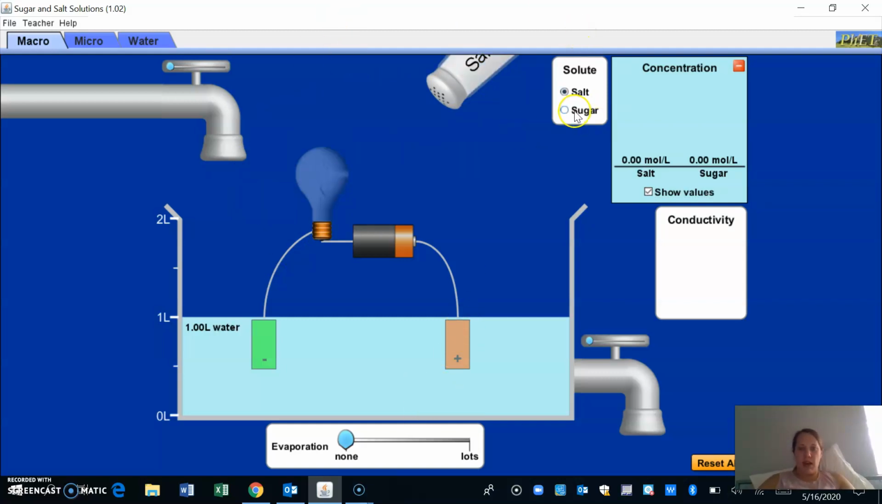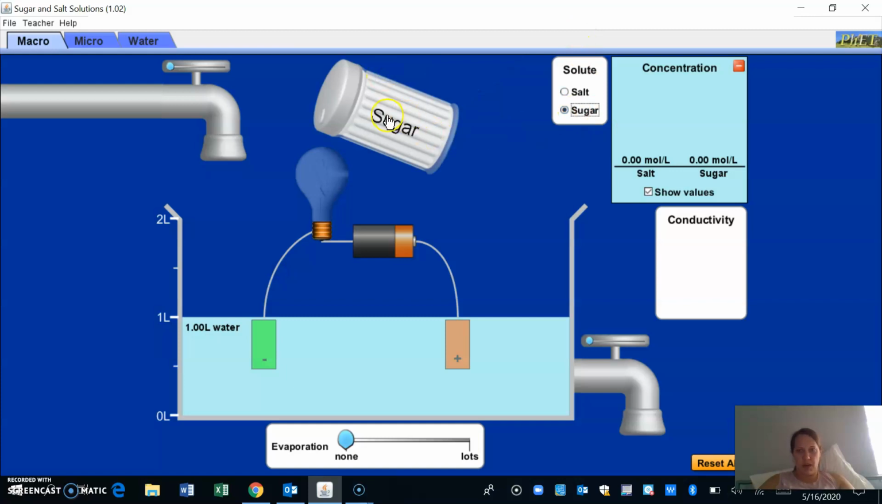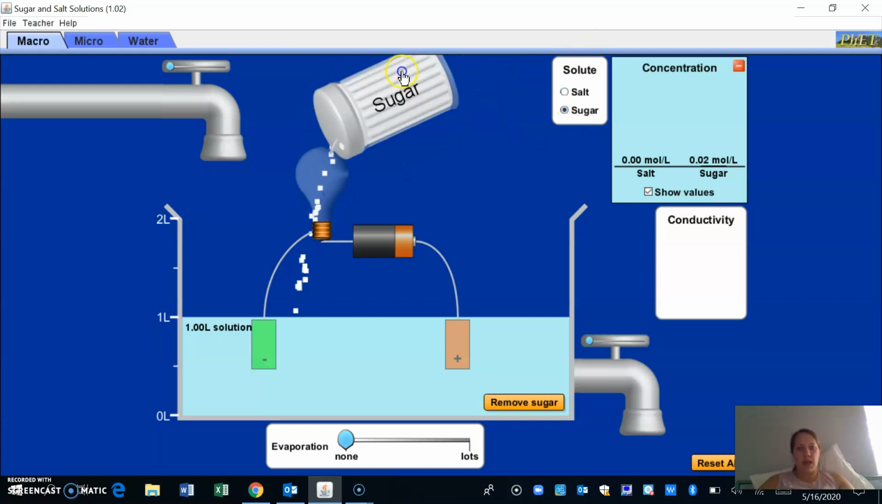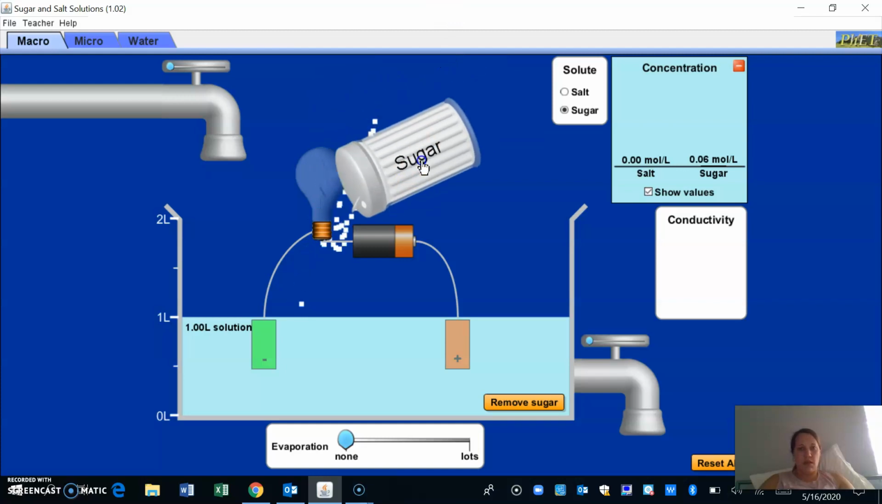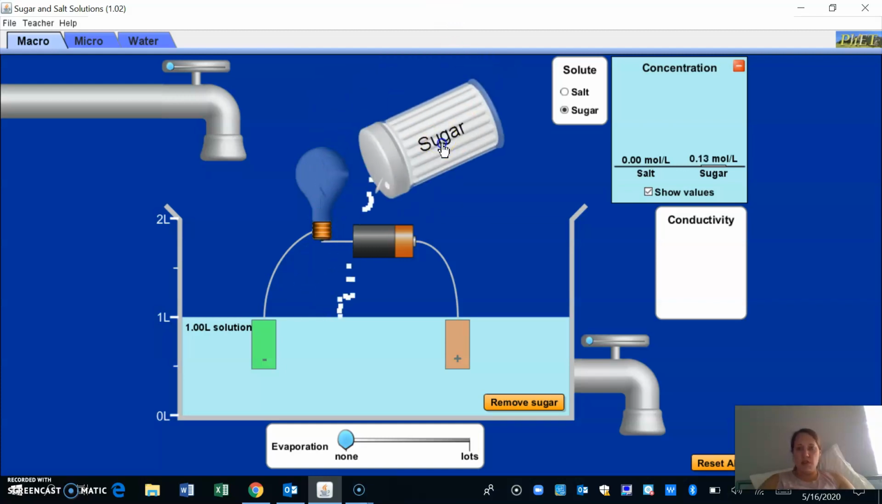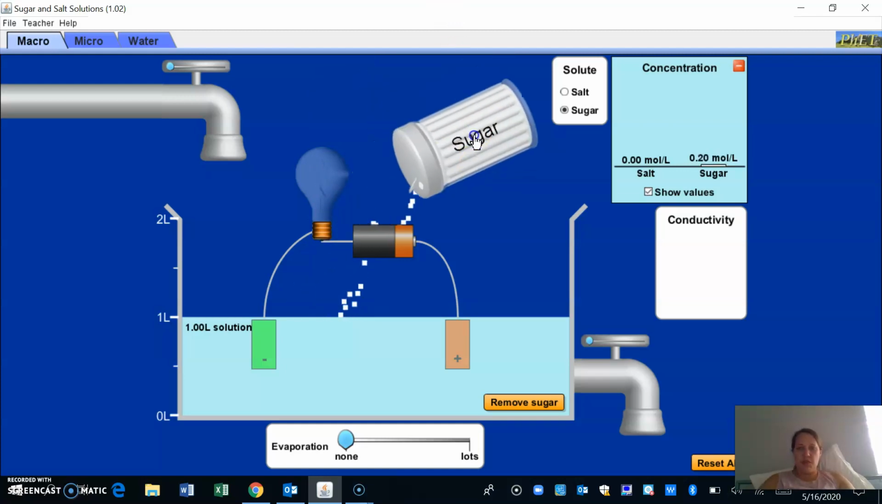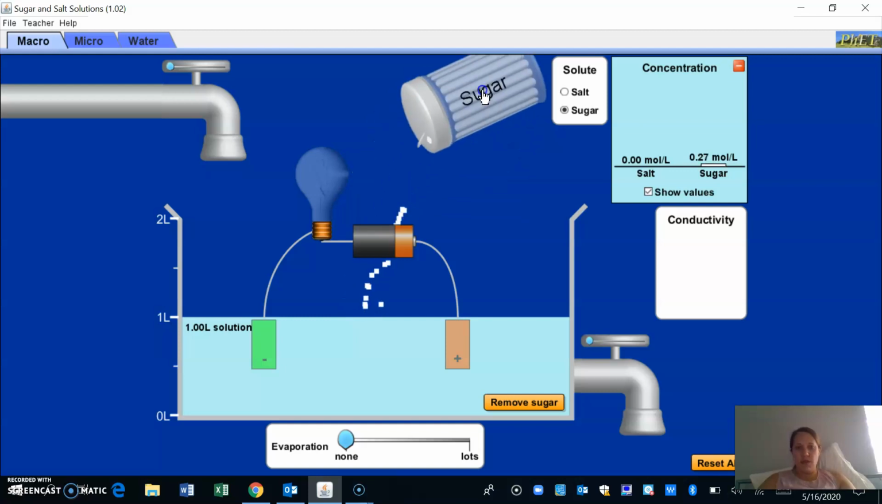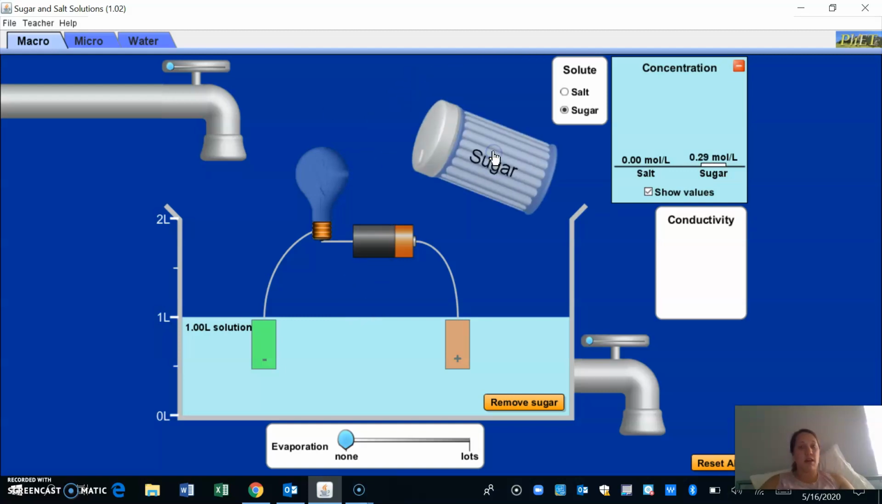So let's take the salt out and let's change it to sugar, all right? So again, we're gonna add in some sugar. So I'm adding sugar, tons of sugar. And what you'll notice again is there's no lighting up of the light bulb. And again, sugar is held together with covalent bonds, okay? And so sure, the sugar's dissolving into this liquid, but there's no lighting up of the light bulb.